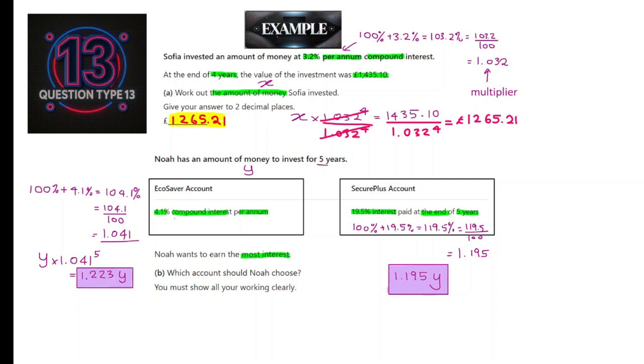So here's the final answer: 1.223Y is greater than 1.195Y, so he should choose the EcoSaver account.